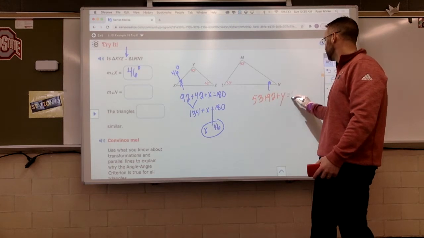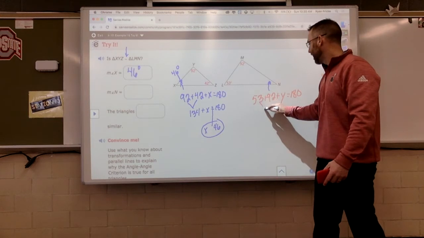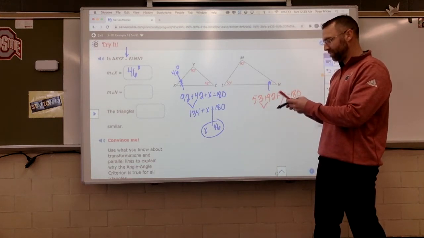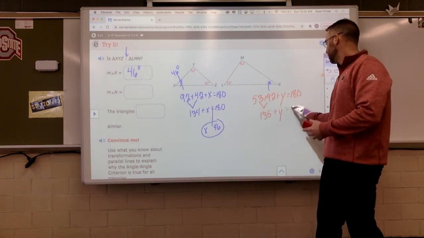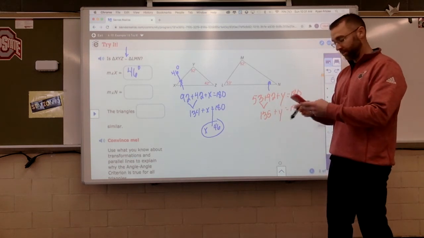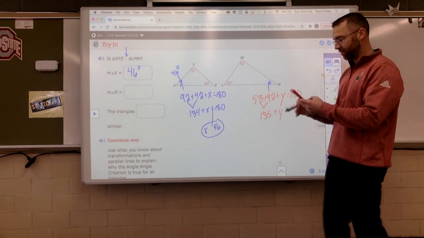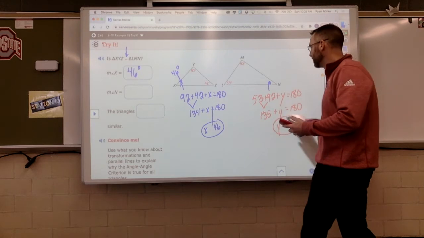I'll put a Y there for angle N. Add those two together, 53 plus 92. This is 135, equal to 180. Isolate the variable, subtract 180 minus 135. Bingo. This comes out to equal 45 degrees.